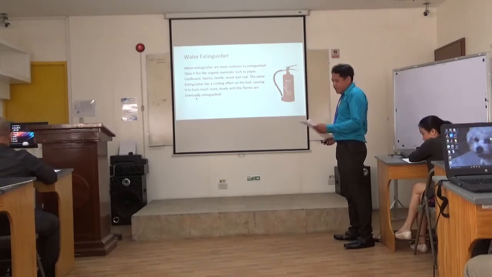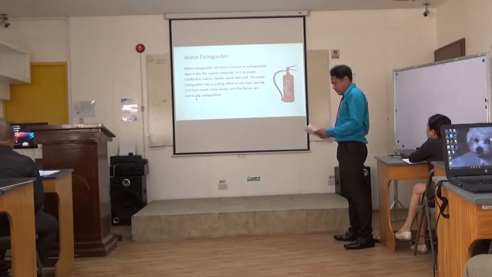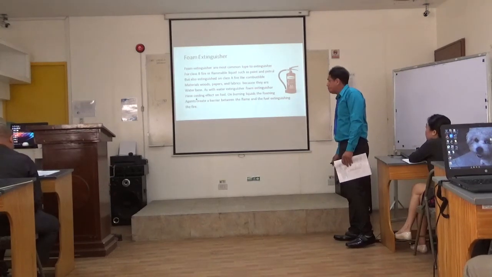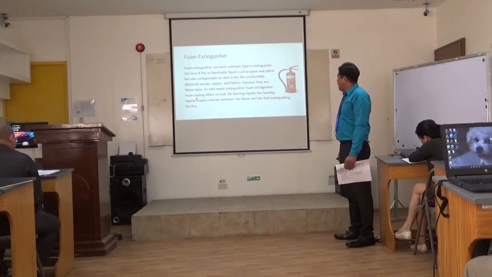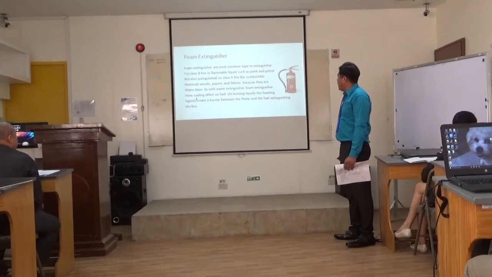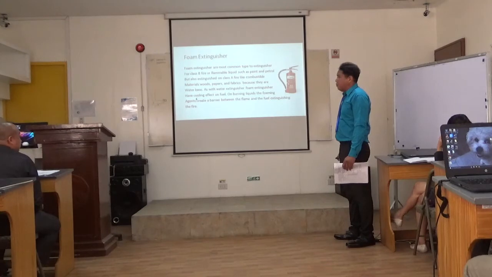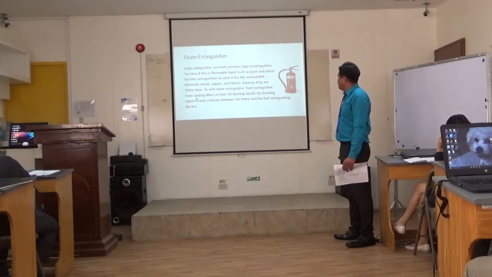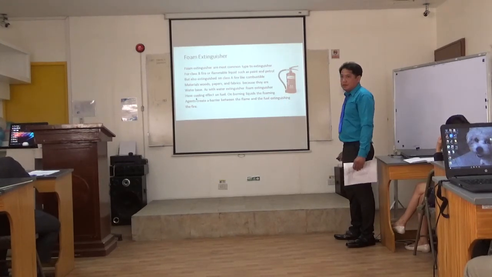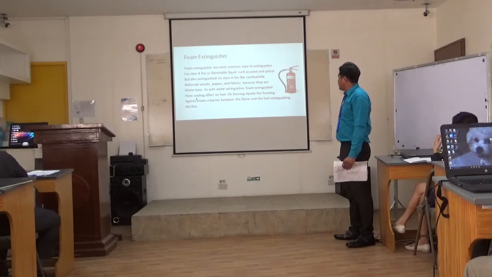The second kind of fire extinguisher is a foam extinguisher. Foam extinguishers are the most common type of extinguisher for class B fire or flammable liquid such as paint, petrol, but also extinguish class A fire like combustible material, wood, papers, and fabrics, because they are water-based. As with water extinguishers, foam extinguishers have a cooling effect on fuel. On burning liquids, the foam agent creates a barrier between the flame and the fuel to extinguish the fire.